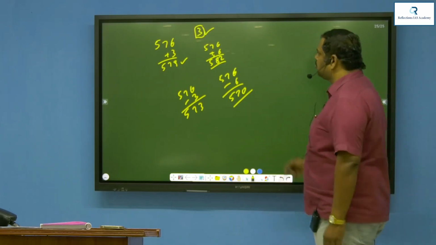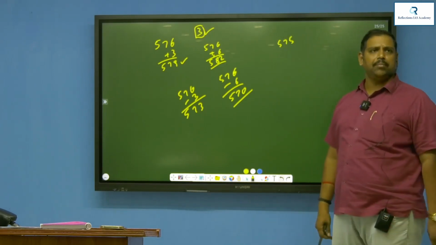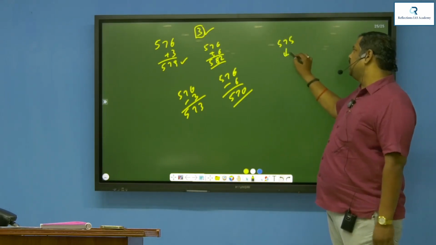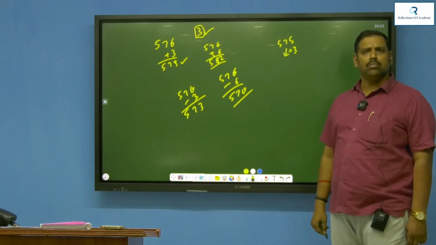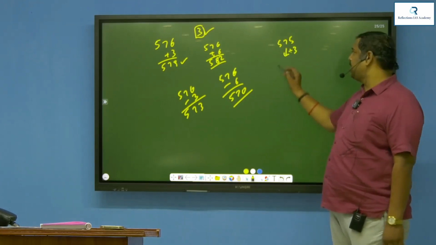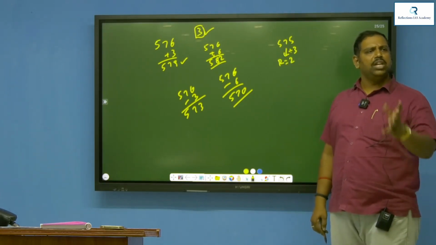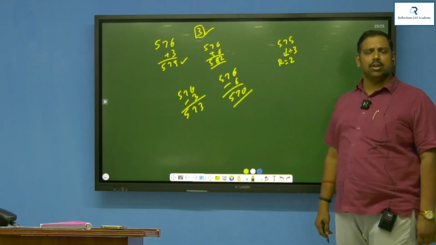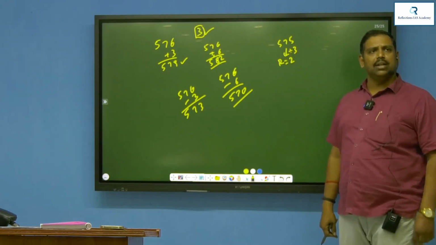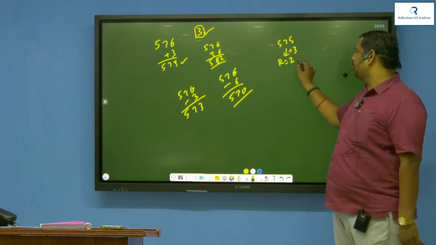Now observe, I am taking the number 575. Is it divisible by 3? No. What is the remainder? 2. No need to take the entire number; just add the digits. 5 plus 7 plus 5 is 17. Divide 17 by 3, and the remainder is 2. That will be the remainder.